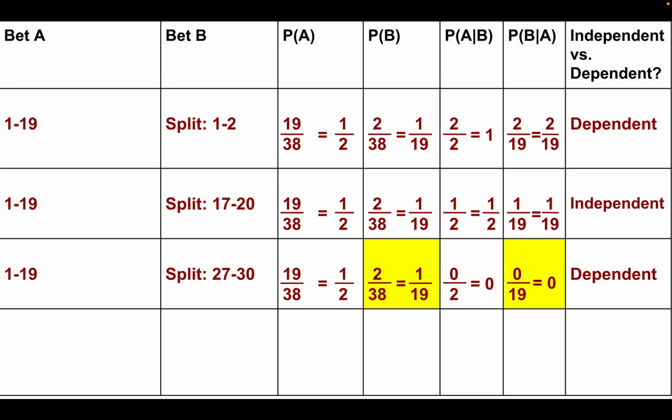Okay, so this was one way to make a pair of independent bets in roulette. Let's look at one more example. We're going to again keep bet A at 1 through 19, but now I'm going to make bet B a corner bet, and that corner bet's going to be on 17, 18, 20, and 21. And what I hope this will show you is that this is another way to do an independent bet. Let's take a look at that, and then let's talk about why these bets work.